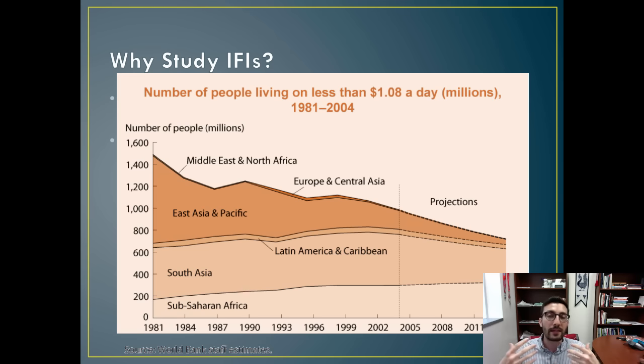But we have to then look at the independent variables, the factors that affect the dependent variable, which in this case is the number of people living on less than $1.08 a day, to understand which factors were more important than others. Maybe it's the role of international financial institutions, maybe it's the process of democratization, maybe it's particularly good leadership. We don't know until we do the actual analysis.